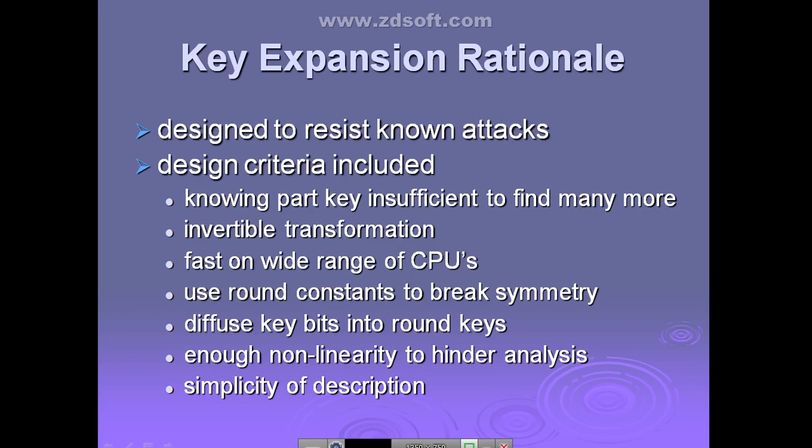Invertible transformation is there, right? Because it is going to depend upon the previous word and the word 4 places back also. So invertible transformation, that design criterion is used in the key expansion. Fast on a wide range of CPUs. Nowadays, whatever 32-bit, 8-bit, 64-bit CPUs you are using, right?